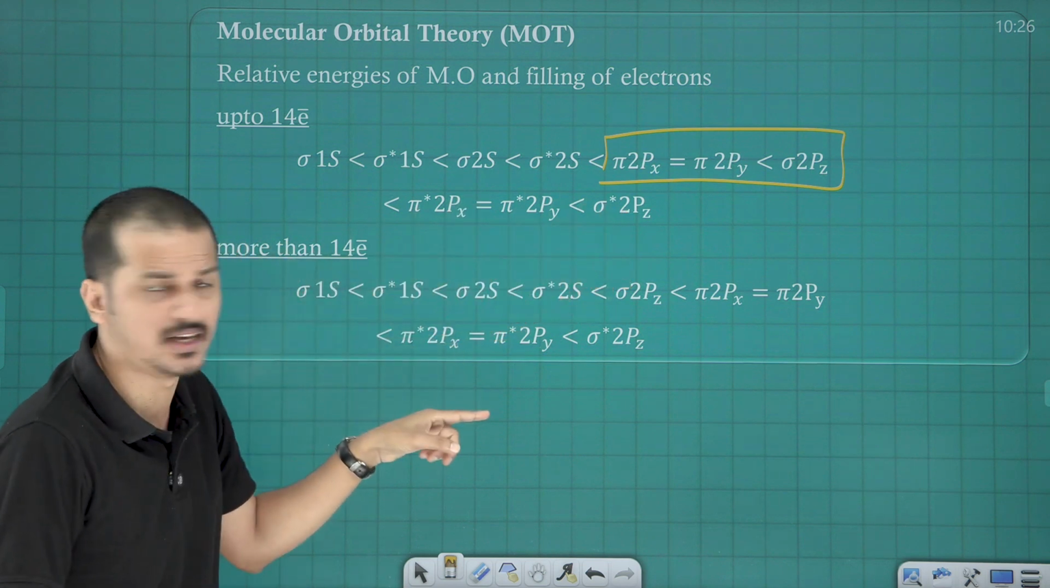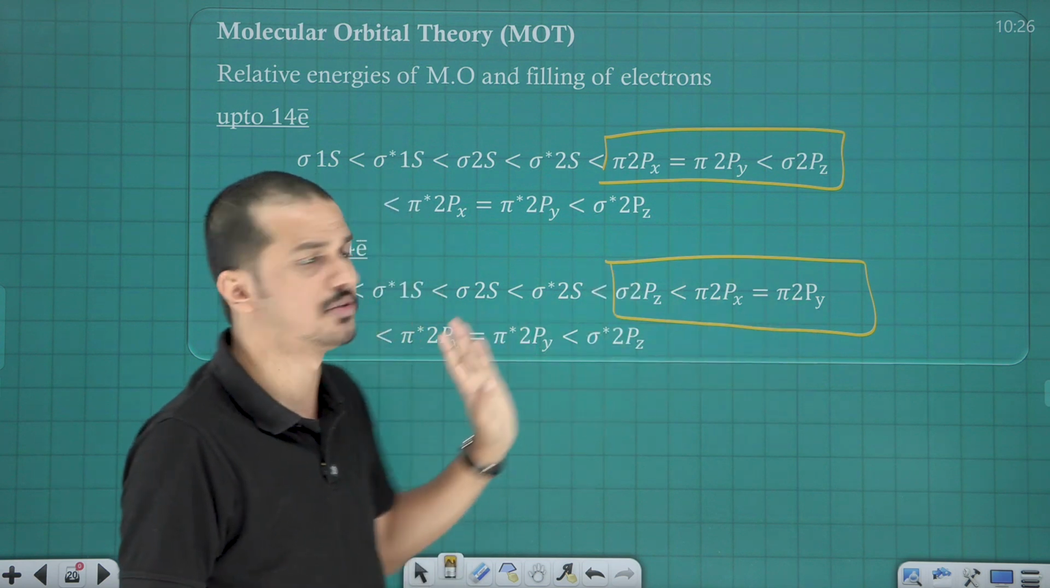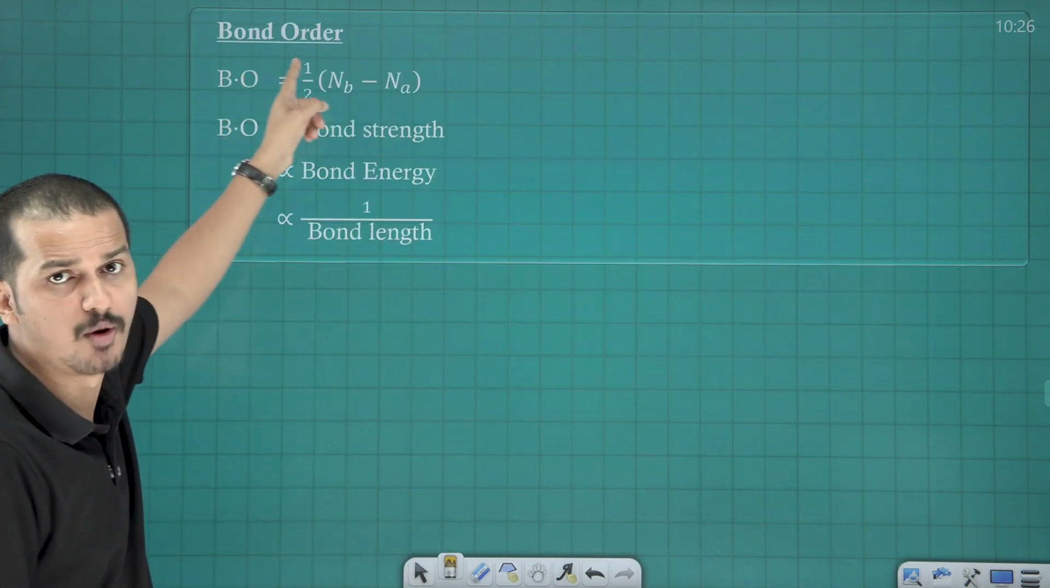And for more than 14 electrons, here is the problem. First sigma will form, then only pi will form. That idea you have to keep in mind. You know how to fill the electrons. Next, from there they can ask about bond order.